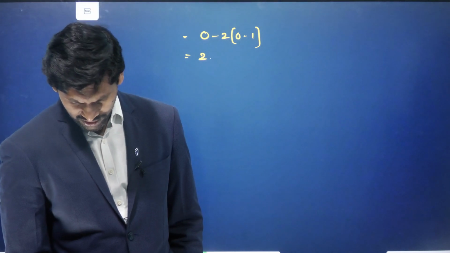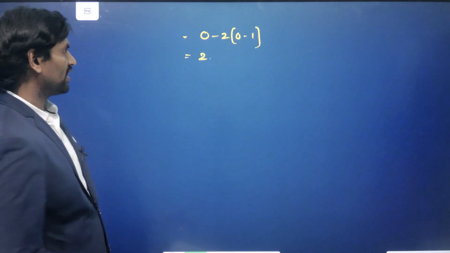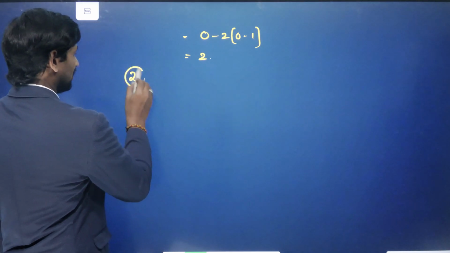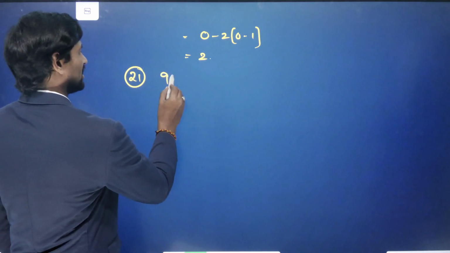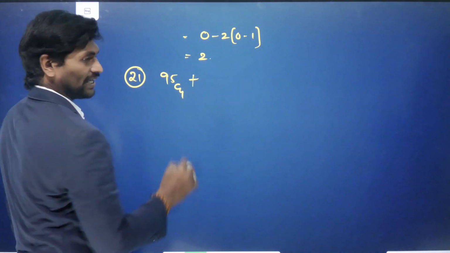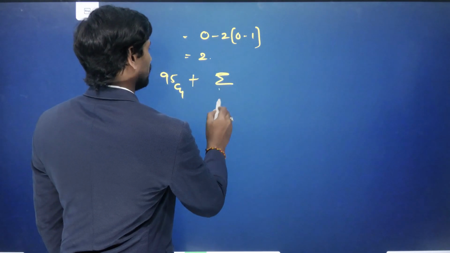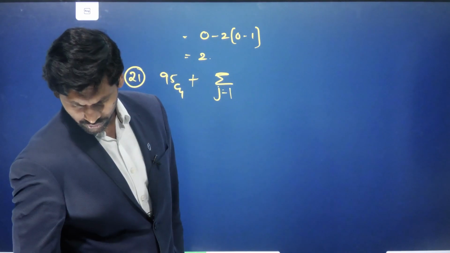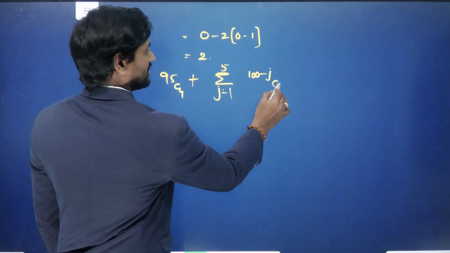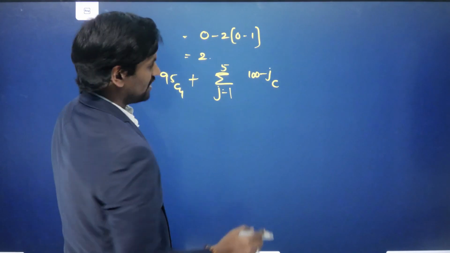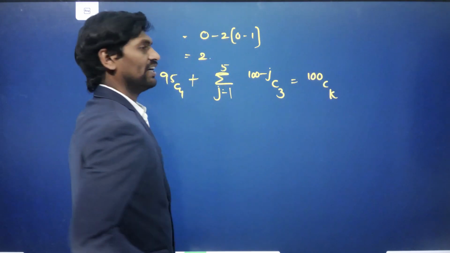Now 21st one, so that is also somewhat easy here. So you can try, but it is a different format for you, a different formula. So 95C4 plus, the question is given that sigma j is equal to 1 to 5, 100 minus j C3 equals 100 Ck, we need to find the k value.